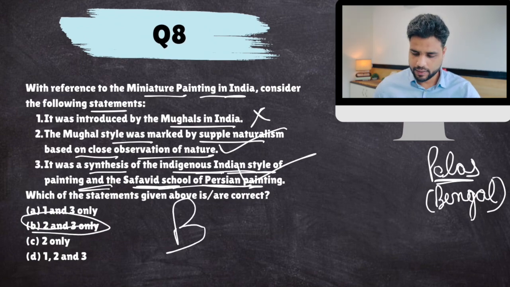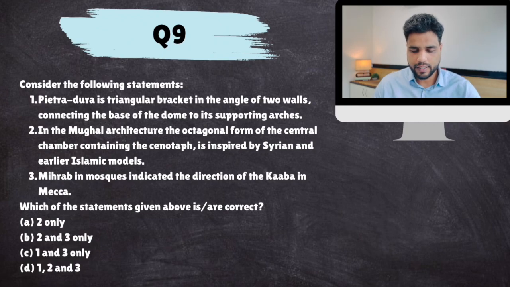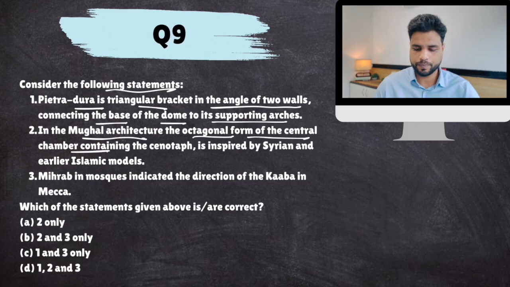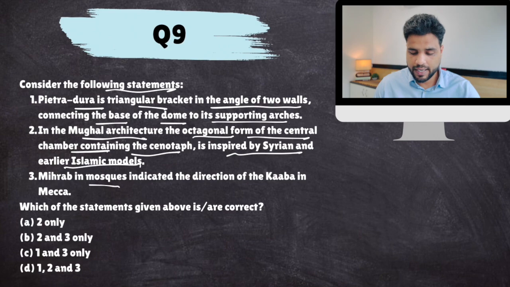Okay, next. Consider the following statements. Pietra dura is a triangular bracket in the angle of two walls connecting the base of the dome to its supporting arches. In the Mughal architecture, the octagonal form of central chamber containing the cenotaph is inspired by Syrian and early Islamic models. Mihrab in mosques indicated the direction of Kaaba in Mecca.